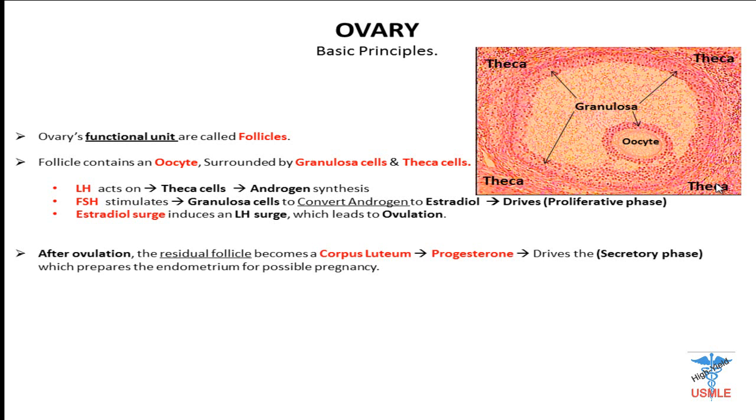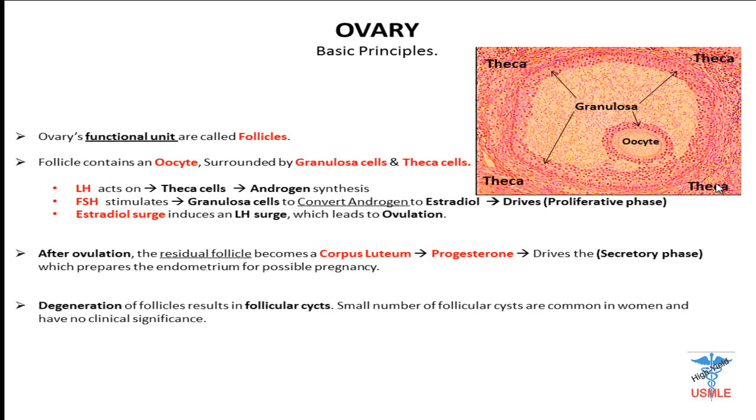Now, after ovulation, the residual follicle becomes corpus luteum, which is going to secrete progesterone. This is going to drive the secretory phase of the endometrial cycle, which is going to prepare the endometrium for possible pregnancy. Now, the generation of these follicles results in follicular cysts. This is normal. A small number of these follicular cysts are very common in women, and they have no clinical significance. But if there are too many of them, then that becomes problematic, which we're going to get into.